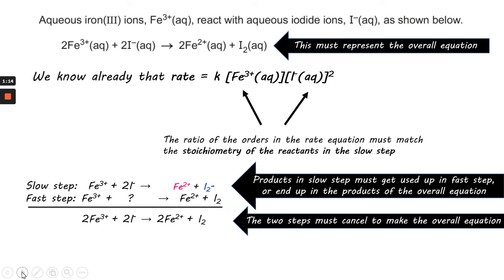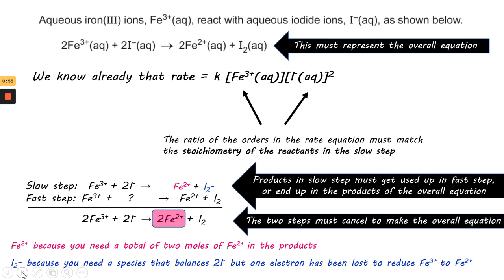So I'll try and explain why I've chosen these. Like I said, there are other options that are available. I'm choosing Fe2+ because you need a total of 2 moles of Fe2+ in the products, and there's only one in the fast step. So I need another one made in the slow step, so together they make 2 Fe2+. I2 minus, because you need a species that balances the 2 iodide ions, but 1 electron has been lost to reduce Fe3+ to Fe2+.